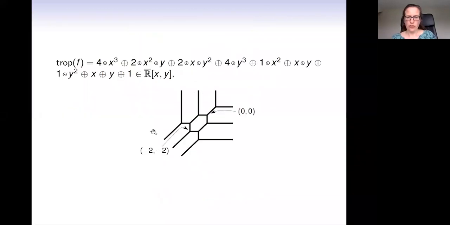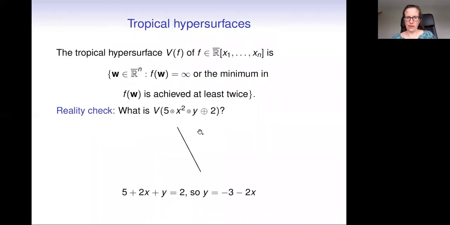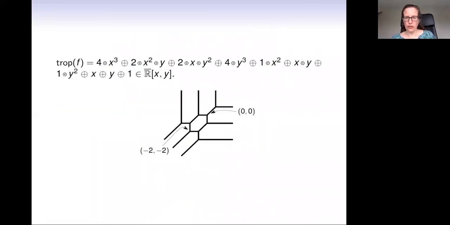Okay, just show you a few more examples. Yes, and what is meant by the minimum achieved twice? This is an important question. Yes, the minimum has to be achieved at 2 different monomials. So we saw in this thing, we needed it to be x equals y less than or equal to 0, or y equals 0 less than or equal to x, and so on.